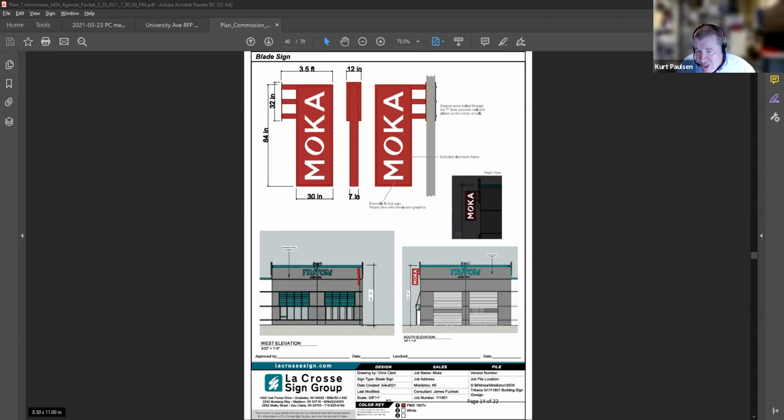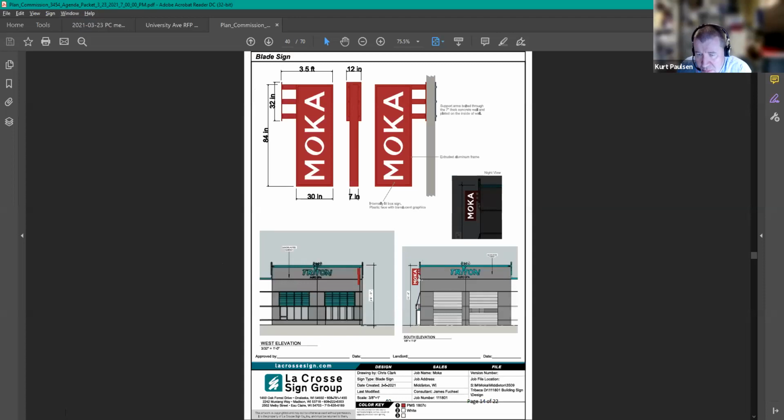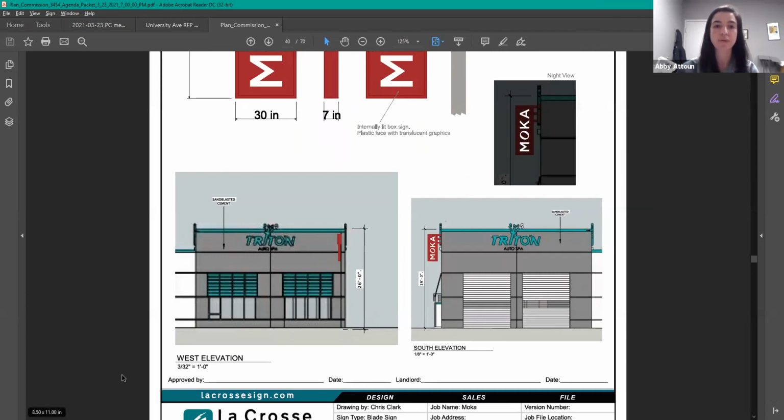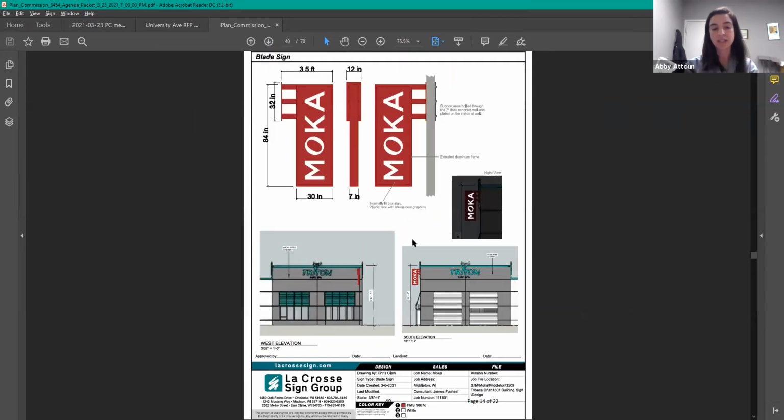Which direction does that sign that you're objecting to, Abby, face? It faces north and I guess it's visible from north and south, when you're driving along Tribeca Drive. Okay. They're proposing a blade sign or a projecting sign on the south elevation, which would be visible for cars on the north and south, and then one on the west elevation, which I believe is the primary frontage of Triton as well. I just want to make sure you're objecting to both or just one of them?